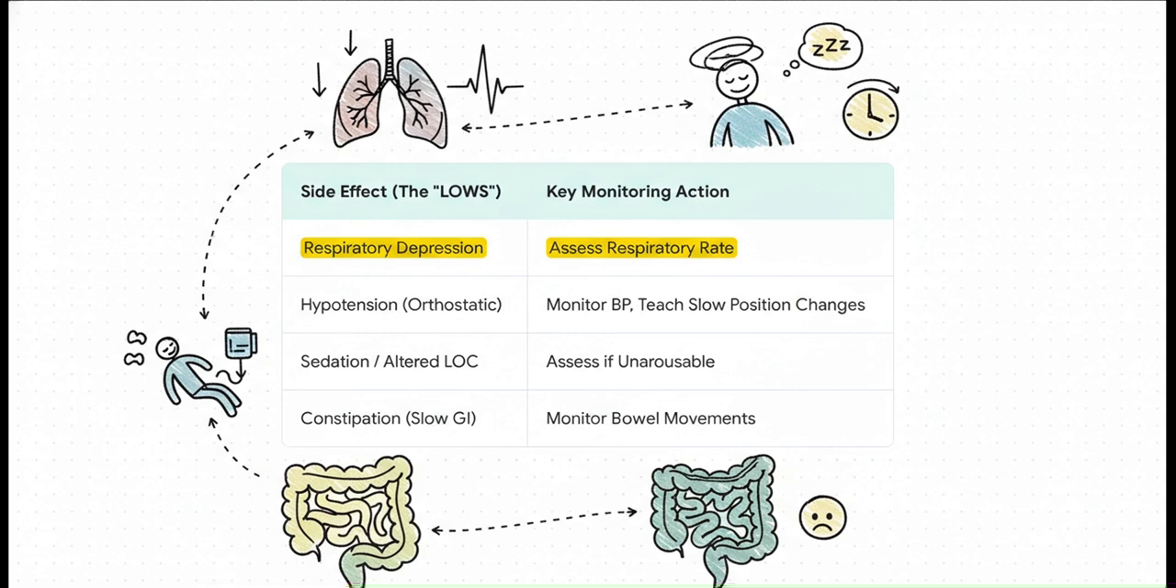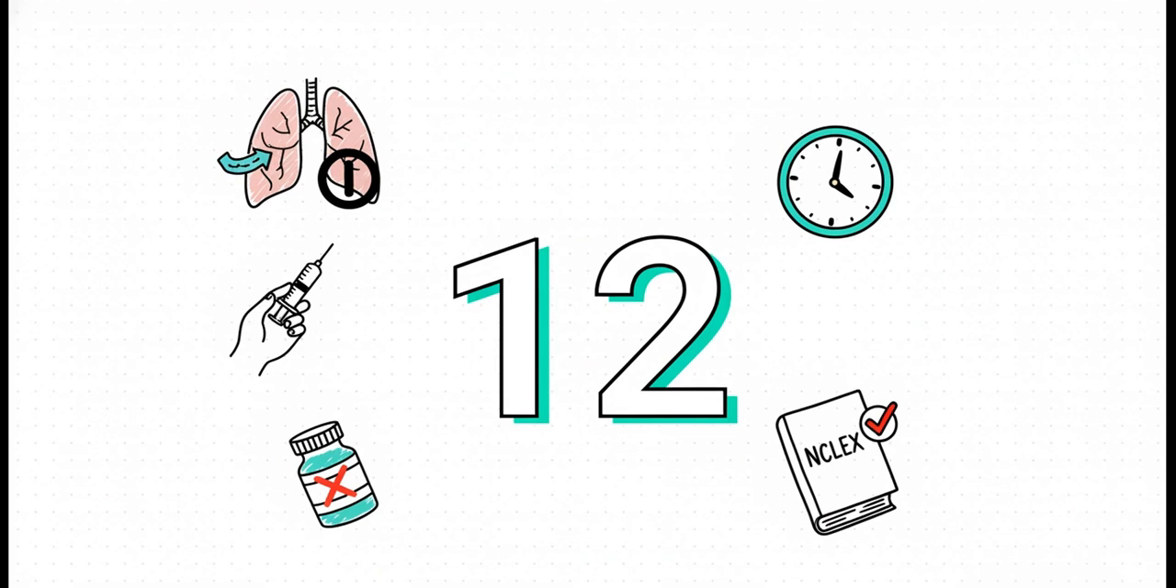You also have to watch for that drop in blood pressure and teach patients to change positions slowly to prevent falls. And since the GI tract also slows way down, constipation is a massive issue you'll need to help your patient manage. Okay, I want you to burn this number into your brain, 12. If your patient's respiratory rate drops below 12 breaths per minute, you hold that opioid dose and you call the provider. This is a massive safety point and a classic NCLEX question. Do not give the medication.